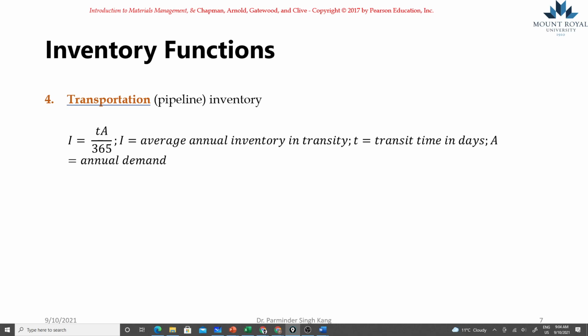And we have a dedicated formula here which we can use to calculate the transportation or pipeline inventories. We'll go through one example in class. Why is it important to look at the transit inventories? Because your transit time will vary depending upon where the supplier is located, right? So it's going to have a direct impact on the transit time.